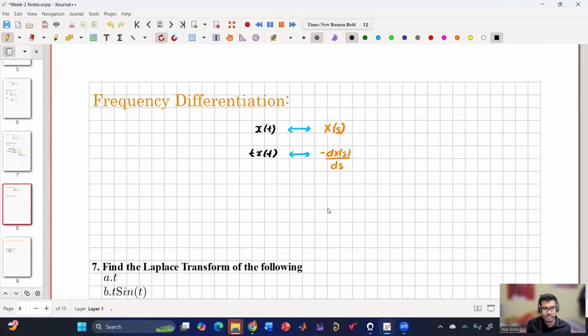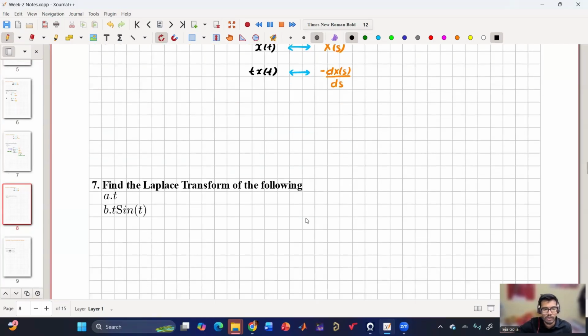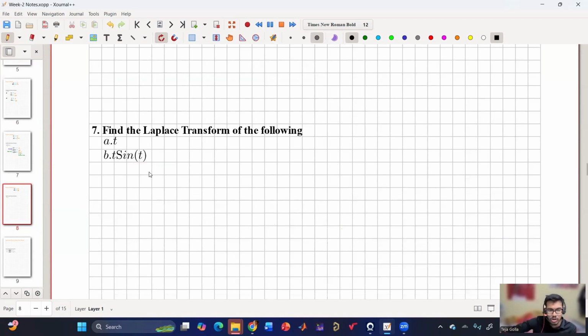So is this clear? For x of t, it is x of s. t into x of t, it is minus d by ds into x of s. So let us solve 1 to 2 problems. Then I think it will be more clear. So for t, instead of using the direct result, I'll use the result for 1. So for input 1, I know the Laplace transform is 1 by s.